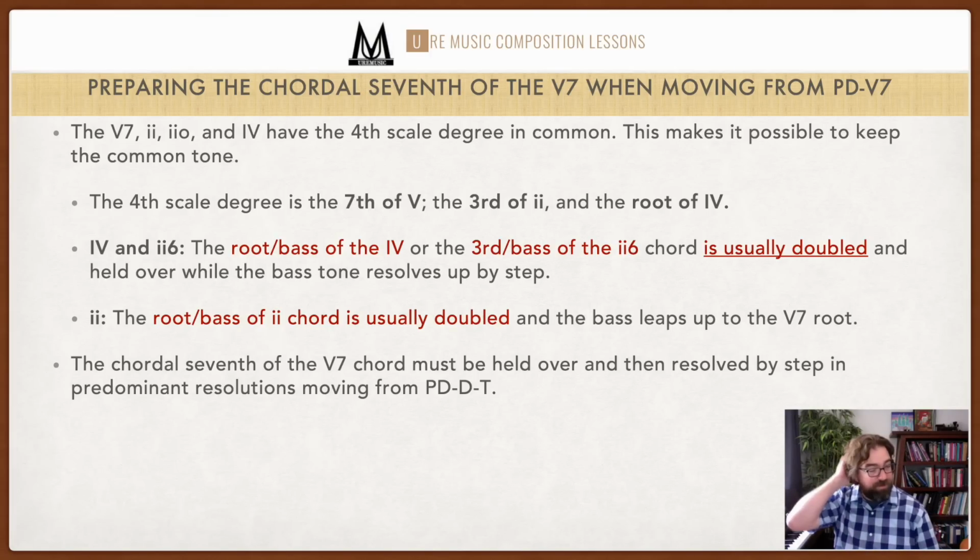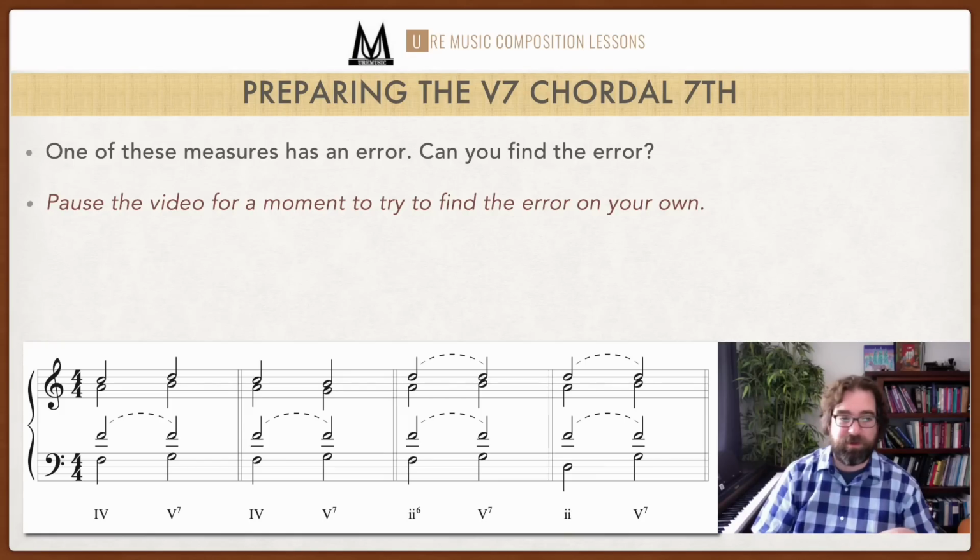So the 4 and the 2/6, the root and the bass of the 4, or the third, which would be the bass of the 2/6, is usually going to be doubled and held over while the bass tone resolves up by step. And for the 2 chord, the root or the bass of the 2 chord is usually doubled, and the bass leads up to the 5/7 root. So I'm going to actually show you an example of all of these. And the chordal 7th of the 5/7 chord must be held over and then resolved by step in predominant resolutions, moving from predominant to dominant to tonic. Very confusing, right? So let's go and look at an example.